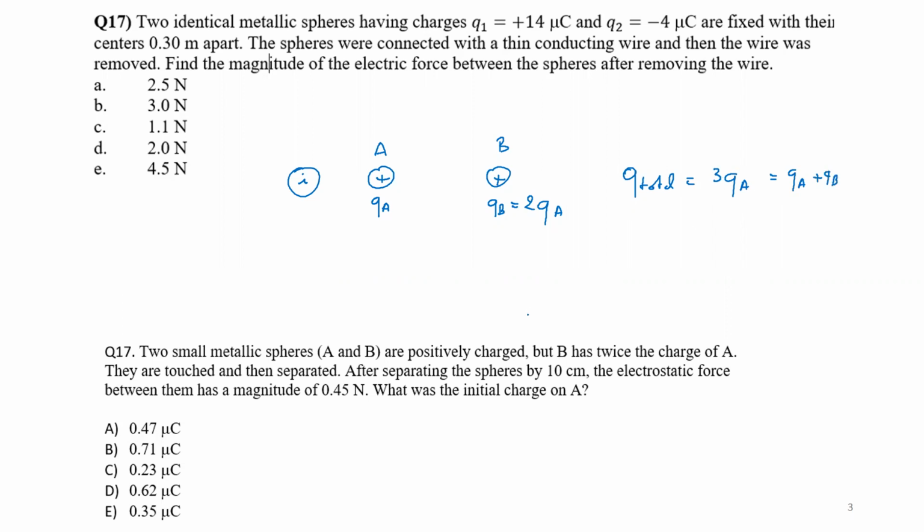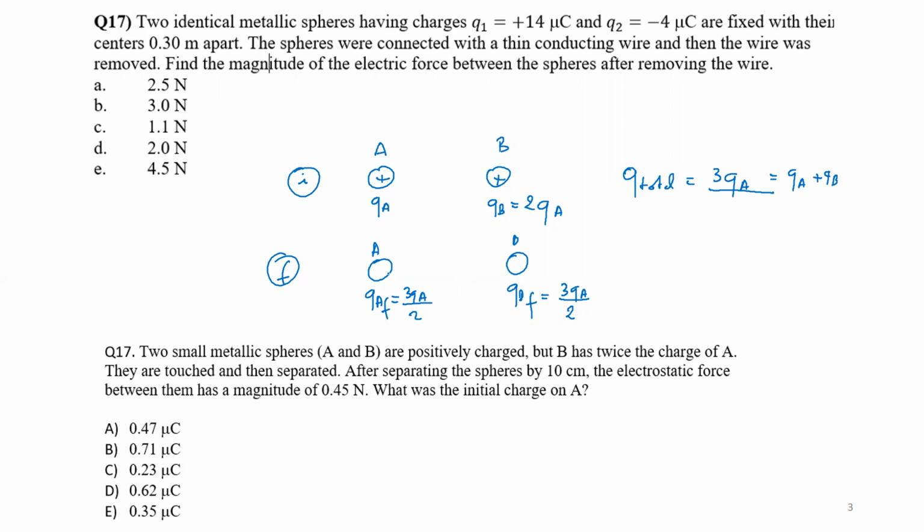Now, when they are touched and separated, what happens? They exchange charge. Since they are identical, with the same surface area, after they are touched and separated, A will have a QA final, and B will have a QB final. But the total charge will be the same as before, 3 QA. So basically QA final will be just 3 QA initial divided by 2, and here you also have 3 QA initial divided by 2. So the total charge is conserved. I have conservation of charge in an isolated system. So total charge before is equal to total charge after.